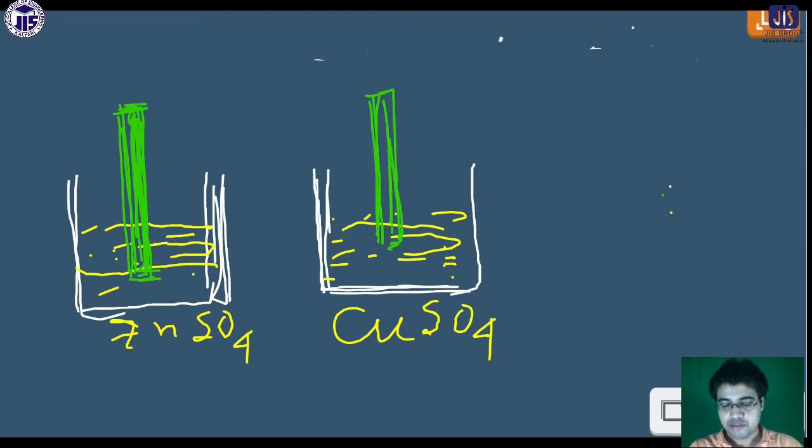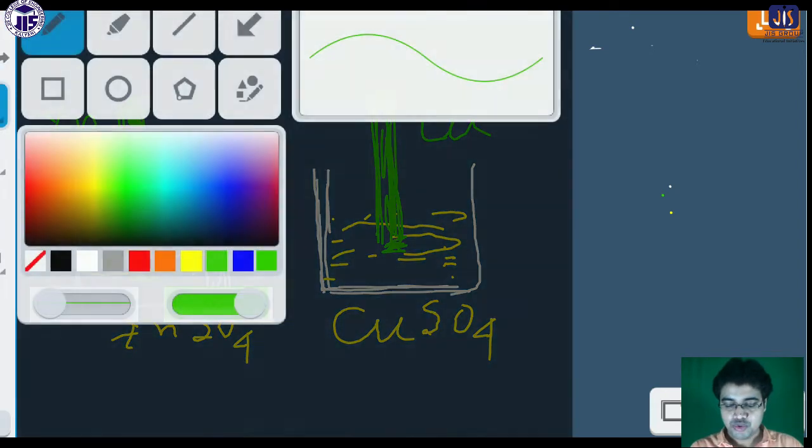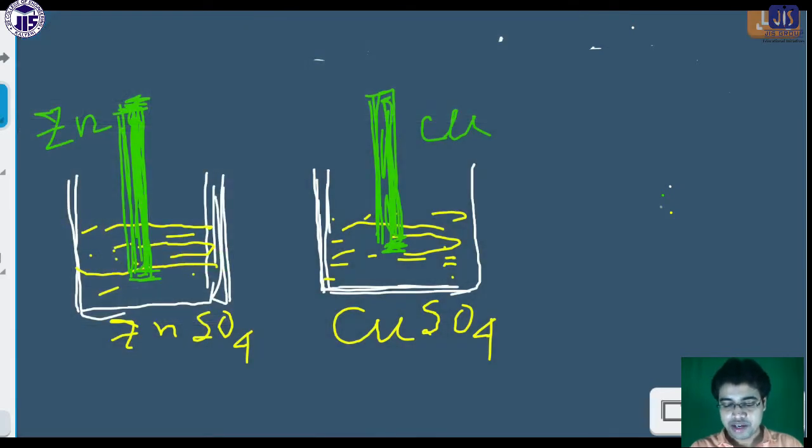So in the zinc sulfate solution, there is a zinc rod present. It is pure zinc metal dipped into the solution, and in the copper sulfate, pure copper metal is dipped into the solution. Okay, then what happened? We'll connect the two rods by a wire. Okay, this is the wire, by which we can connect the two chambers.